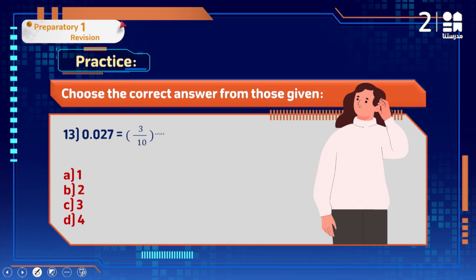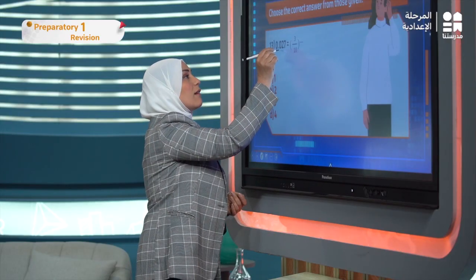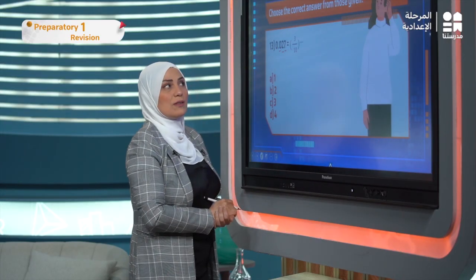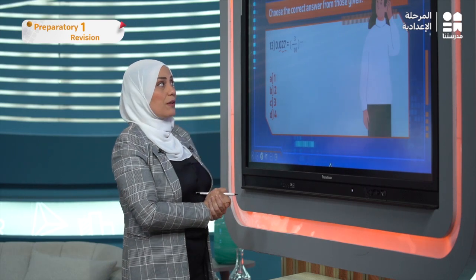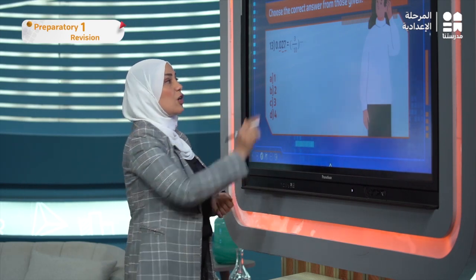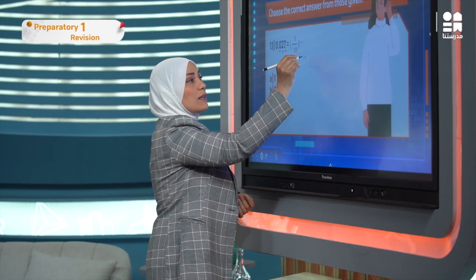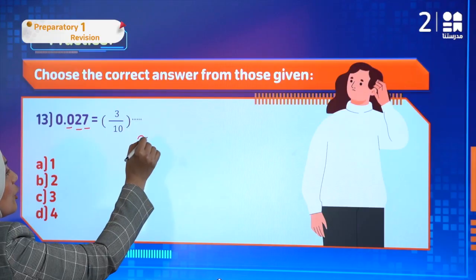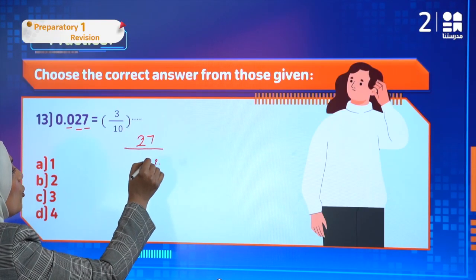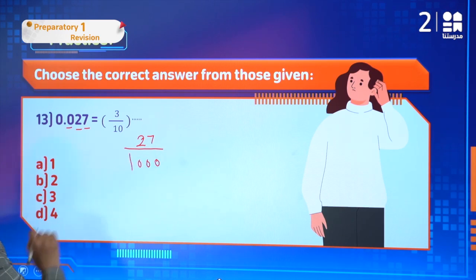Number 13, 0.027 is equal to 3 over 10 to the power of what? Who can write it as a fraction? How many decimal places are there? There are 3 decimal places. So we have to rewrite this 0.027 as 27 over 1,000. Why? Because there are 3 decimal places, so we have to put 3 zeros.